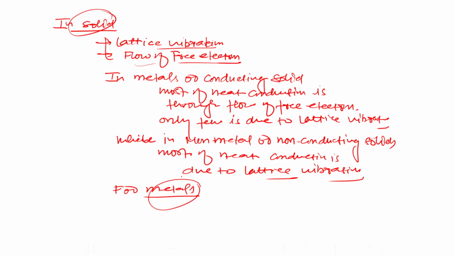And since most of the heat transfer in metals is due to the flow of free electrons, that flow of free electrons is going to be affected by lattice vibration. Because as temperature increases, molecules vibrate more violently, and this violent vibration of the molecules will hinder the flow of free electrons. Is this clear? And that's why K decreases with increasing temperature for metals. Clear? The reason is clear.